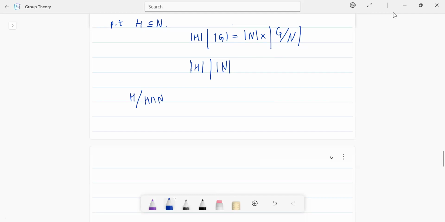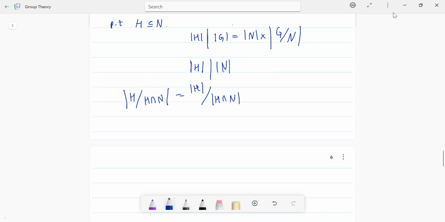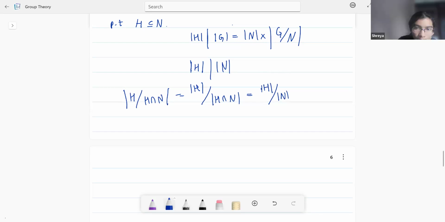If we look at the prime, the absolute value of this is equal to the absolute value of H divided by the absolute value of H intersection N. Right? And that is the absolute value of H divided by the absolute value of N divides this thing. Okay, fine. That is true.